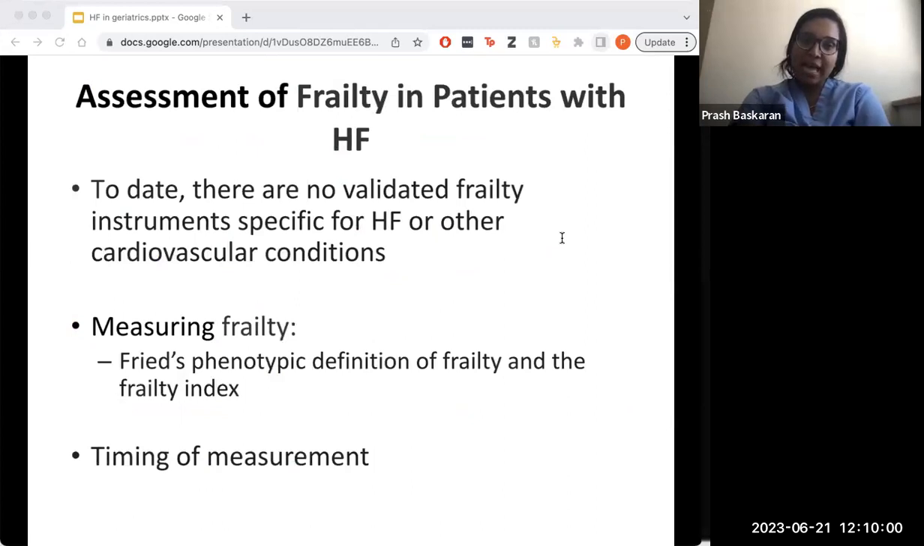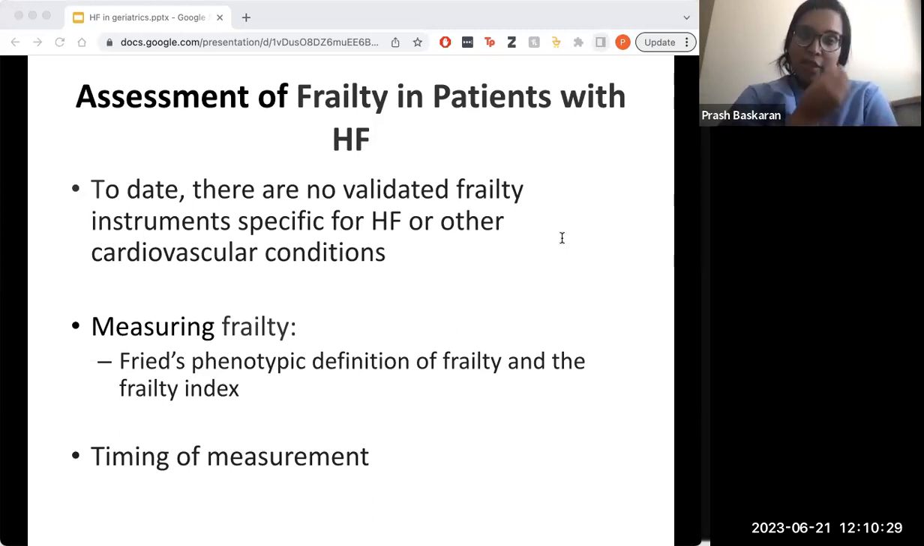So how do we assess frailty in patients with heart failure? Unfortunately, there's actually no validated assessment tool, particularly for patients with frailty or those with cardiovascular complications, but we can use other tools that have been implemented for frailty assessments in all age groups and all population groups, versus one specific to heart failure.